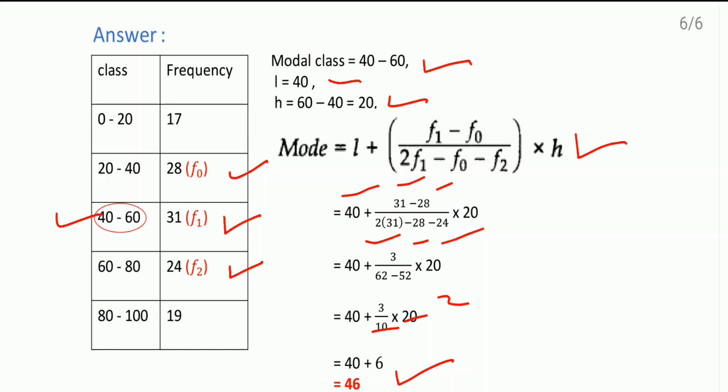But what is the important thing? First, you need to see whether the class intervals are continuous or not. If they are not, you have to make them continuous first, right? Then the second thing is that you should remember this formula, correct? And then do it. I hope all of you understood this one.